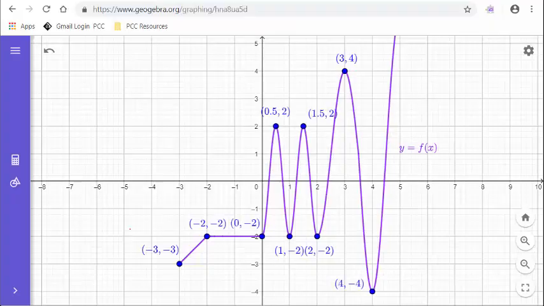So if we go back and look, there's no other local minimums here, but there are local maximums still. We have 2 that occurs at 0.5 and 1.5. Let's list that out.